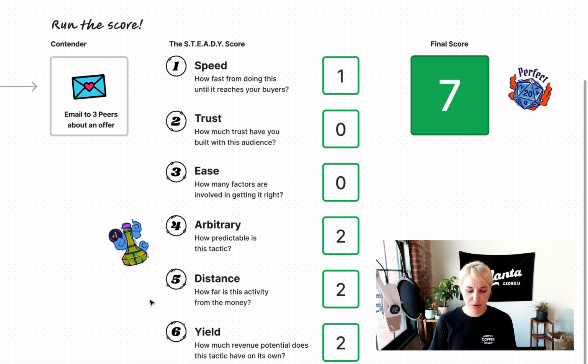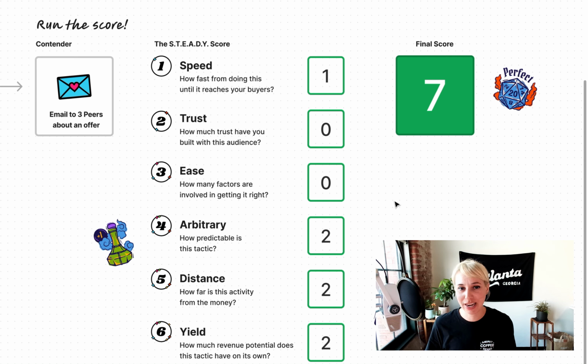Peers can include referral partners, past colleagues, and people that you've been networking with. In this case, I'm really intending for you to email people that are closely tied to your space who know your buyers. So I'm using peers loosely, but it's people who know your buyers. Emailing 3 people who know your buyers about an offer, asking for a referral or amplification around that offer. Let's run it through the steady score.